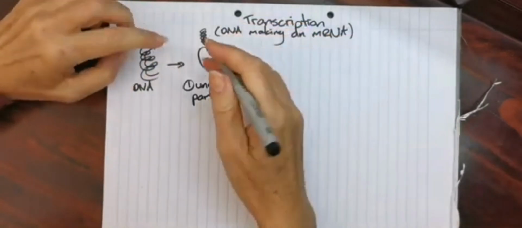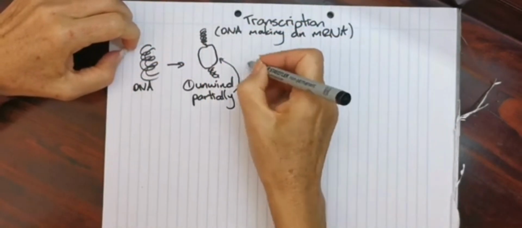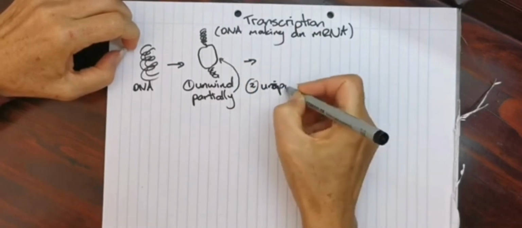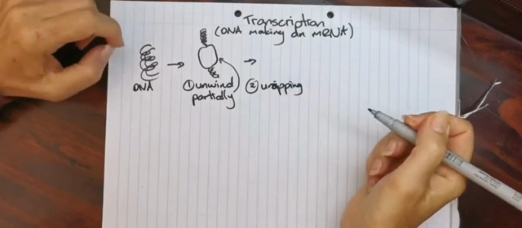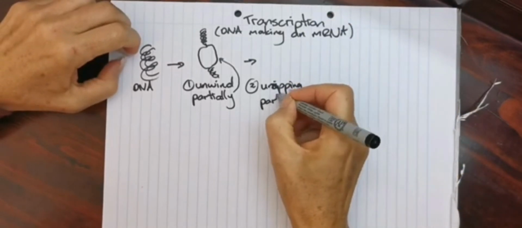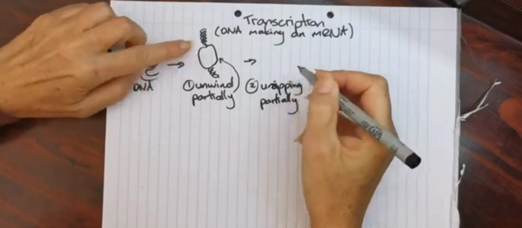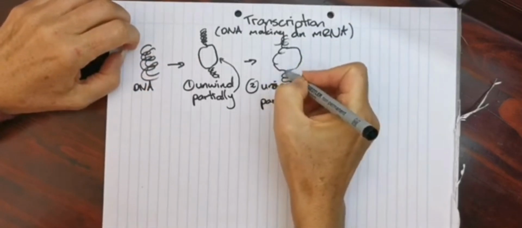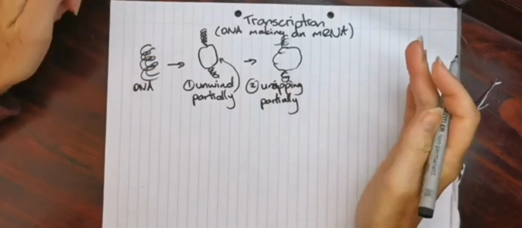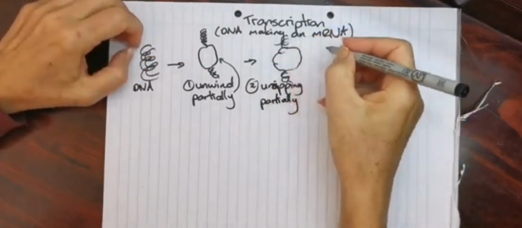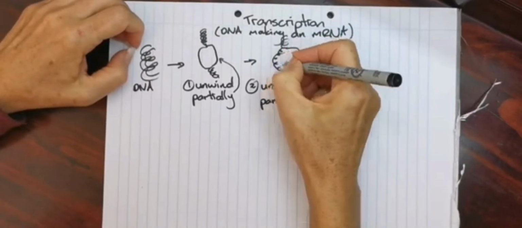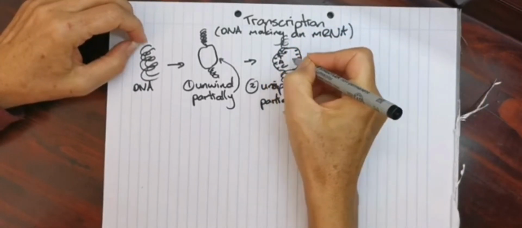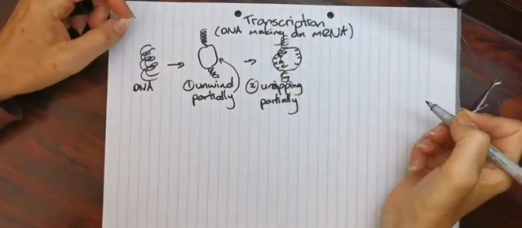After that unwinding has happened, we're also going to have the unzipping. Sorry for the ugliness. And again, it's partially. It's not the whole thing. Just a section opens up. And that opened up section is then going to look like exposed G's, C's, T's, A's, whatever, like we had in the previous one with the DNA replication.